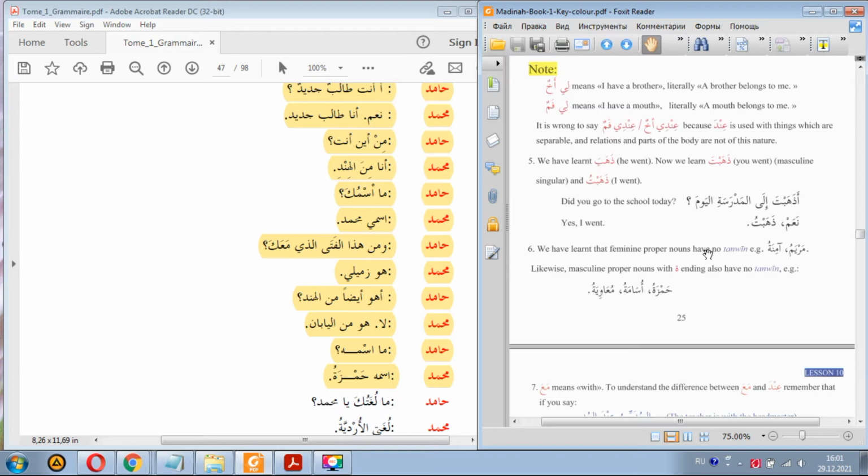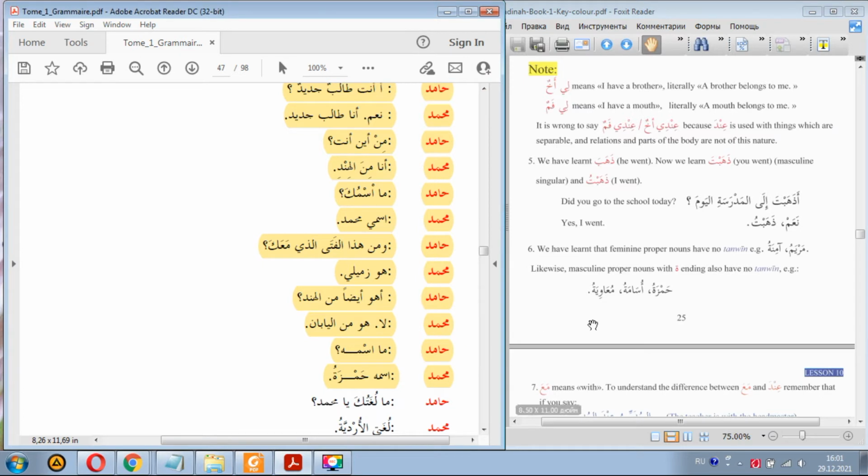This rule that feminine proper nouns have no tanween is also applied to a man's name that has ta marbuta in the end. So if you see a man's name with ta marbuta in the end, you don't add tanween, because this rule is also applied to these names, just because they have ta marbuta in the end.